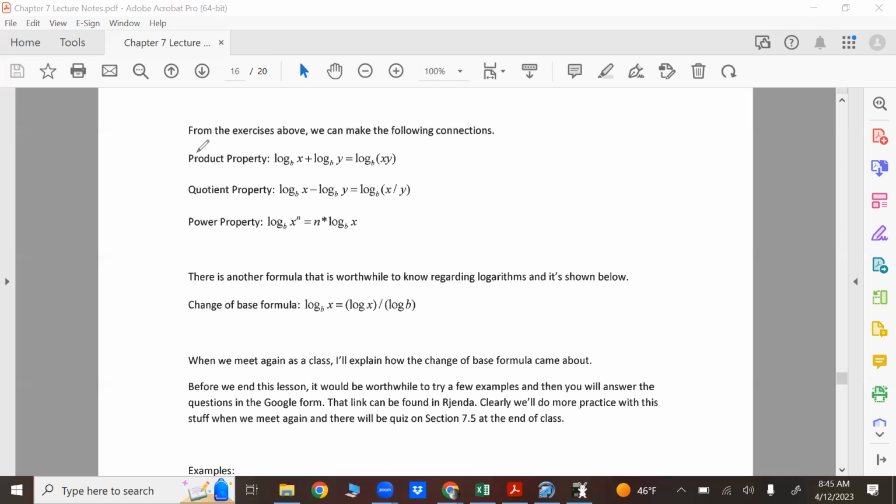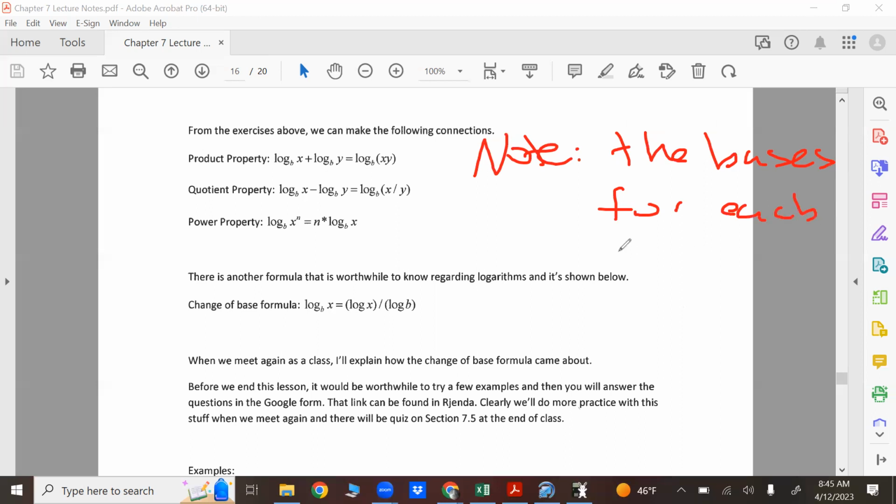So, key thing though, note the bases for each log must be the same. Very important. They must be the same. So you have like log base b of x, log base b of y. It doesn't matter if it's base 2, base 3. But the bottom line is that all the bases must be the same.